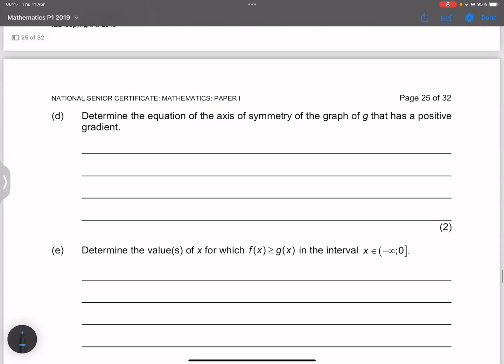Now they say to us, determine the equation of the axis of symmetry of the graph of G that has a positive gradient.